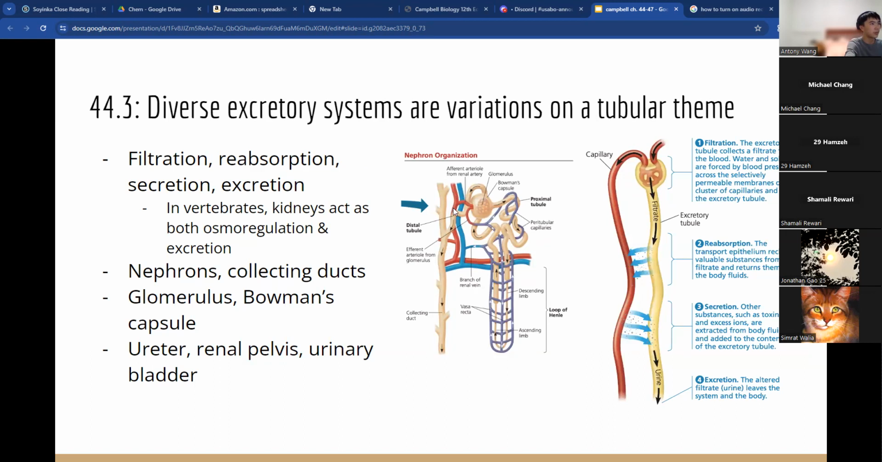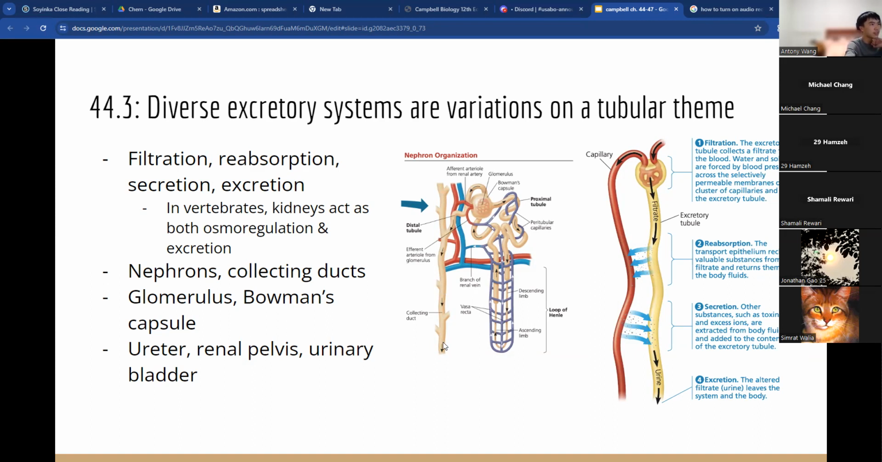Blood enters from a renal artery into the glomerulus, which is a specialized set of capillaries, and the solutes within those capillaries are pushed into the Bowman's capsule. Those are channeled down the proximal tubule, into the descent into the loop of Henle, then up through the distal tubule, and then into what are these called?